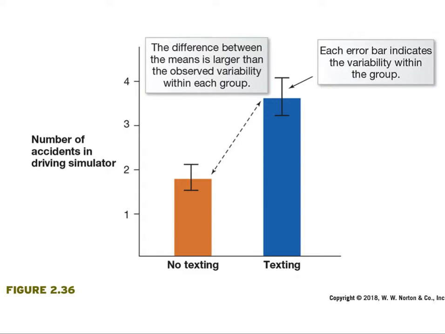Evaluating differences in research results. In this hypothetical experiment comparing two groups in a driving simulator, the group assigned to the texting condition had significantly more accidents. The result is reflected in the difference between the means of the two groups. Error bars have been added to show variability of the data within each condition.